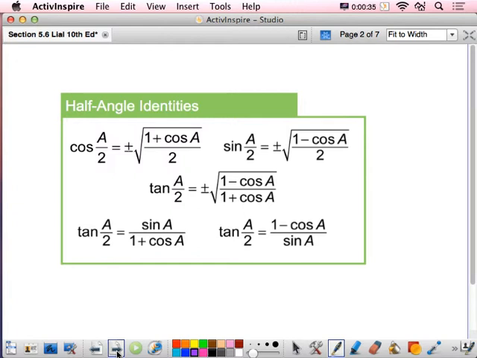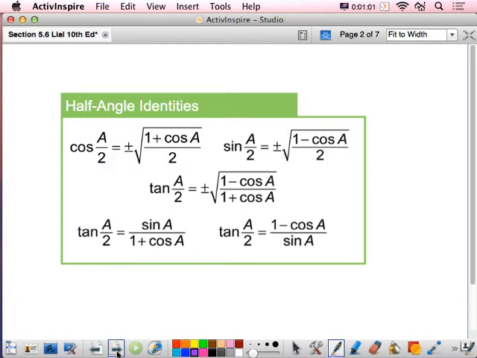We have cosine of half an angle always equals plus or minus, and you will choose the plus or minus depending on the quadrants, the square root of 1 plus cosine of the whole angle divided by 2. Sine of half an angle always equals plus or minus the square root of 1 minus cosine of the whole angle, all divided by 2. Tangent can equal one of these three things. I'm not going to read them out loud. I'm just going to let you study them for a minute and take some notes on them.